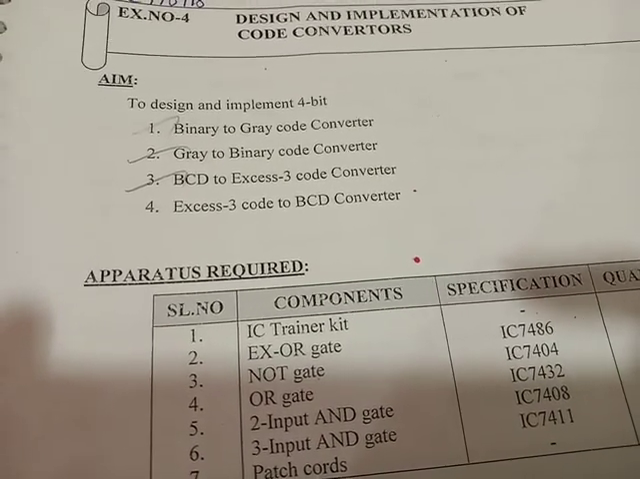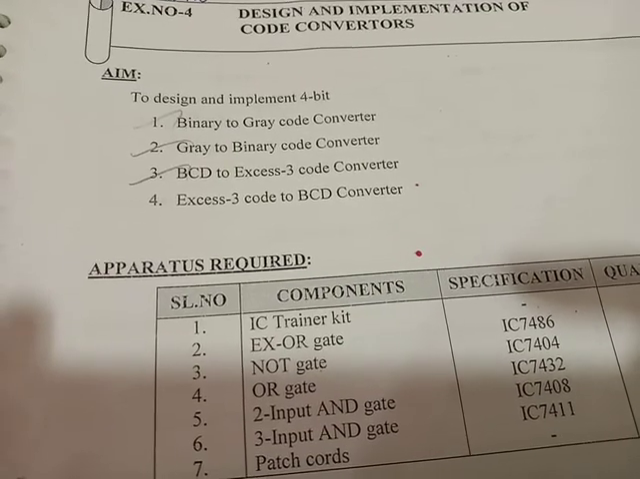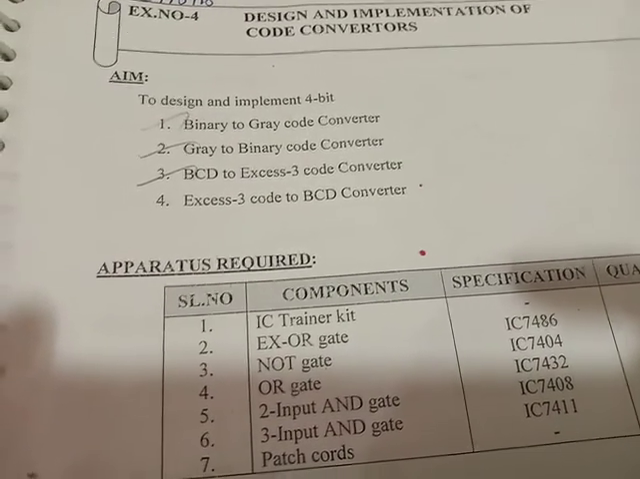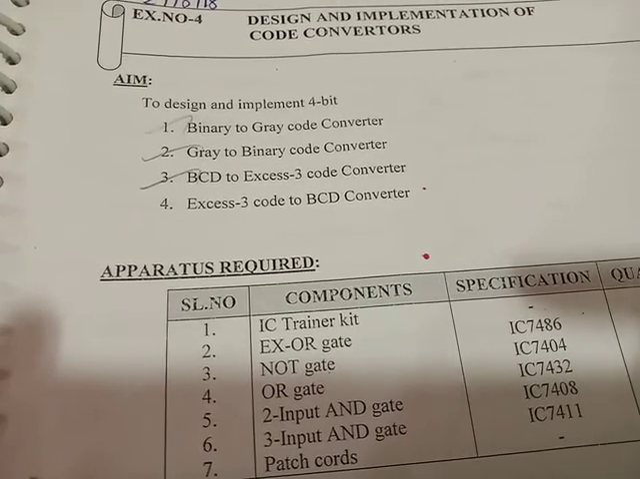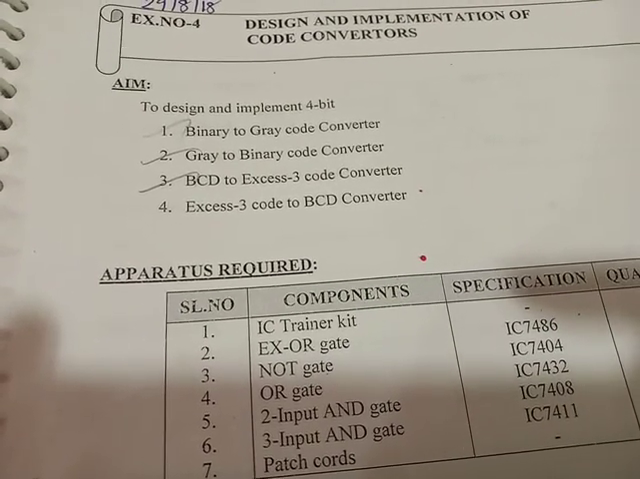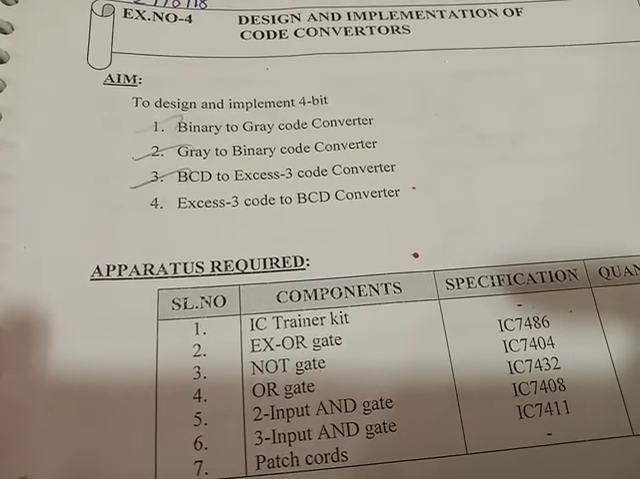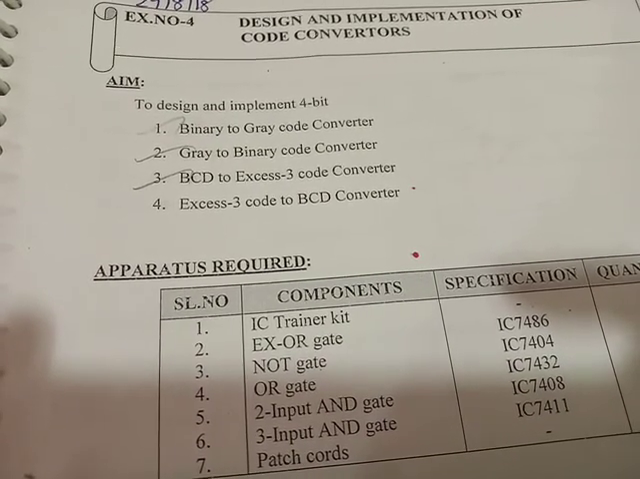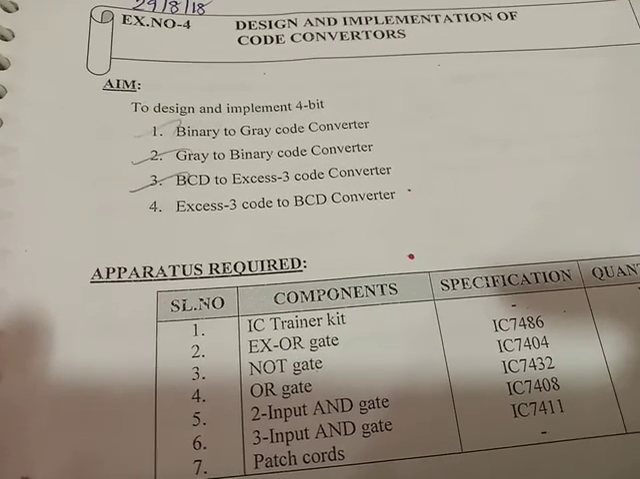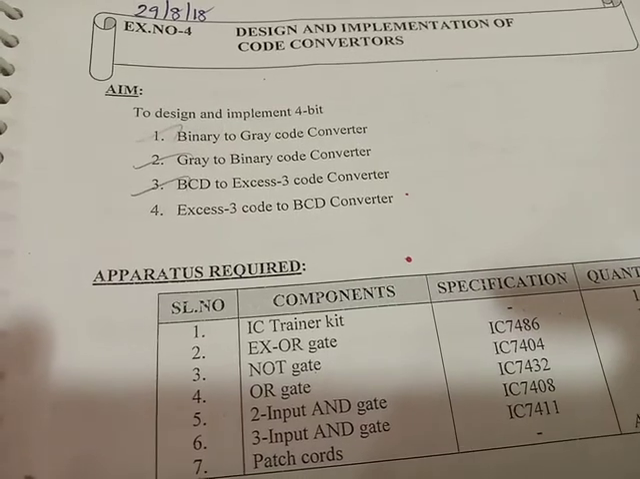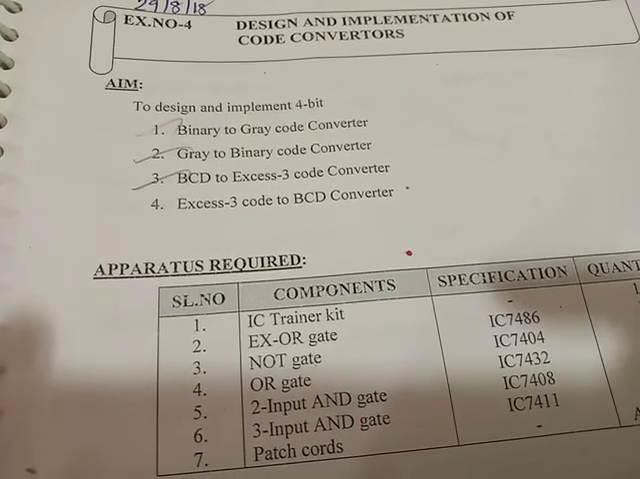So first we have to draw the truth table, right? According to the truth table we have to implement the K-map. From the K-map we are going to implement the logic diagram. After that we will do it practically and verify the truth table using the logic diagram. So some ICs will be there, right?